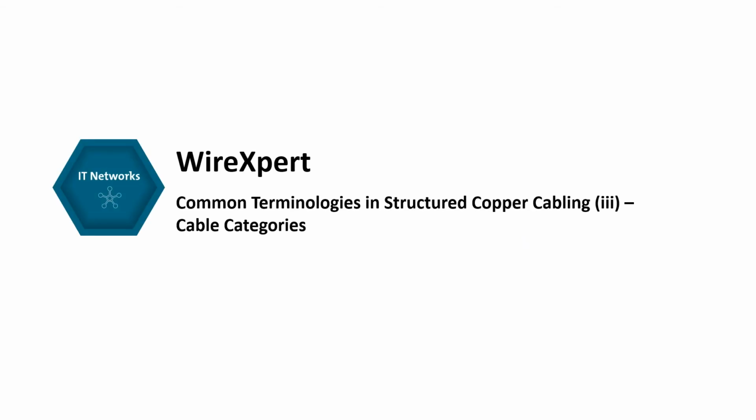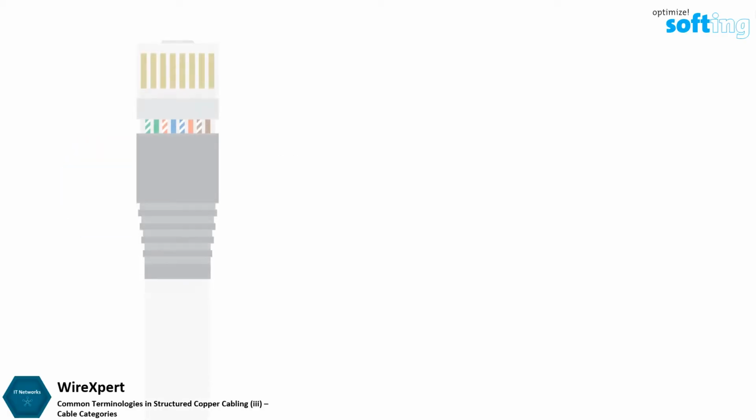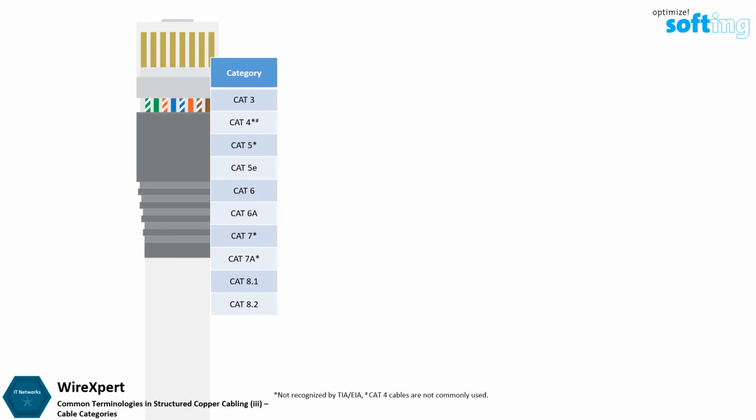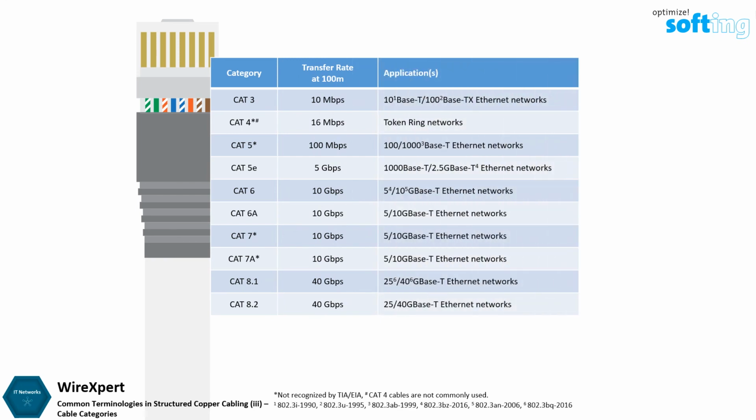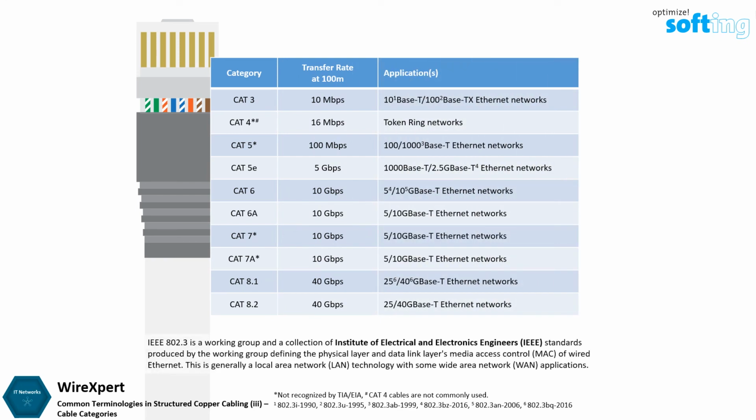In this video, we are going to explain the different categories of copper twisted pair cables that are used to perform a copper certification test. Twisted pair cables have different categories. Each category of twisted pair cabling was designed for a specific data transfer rate and different applications. The Institute of Electrical and Electronics Engineers Standards Association, or IEEE, defines the maximum operating frequency for different cable types.